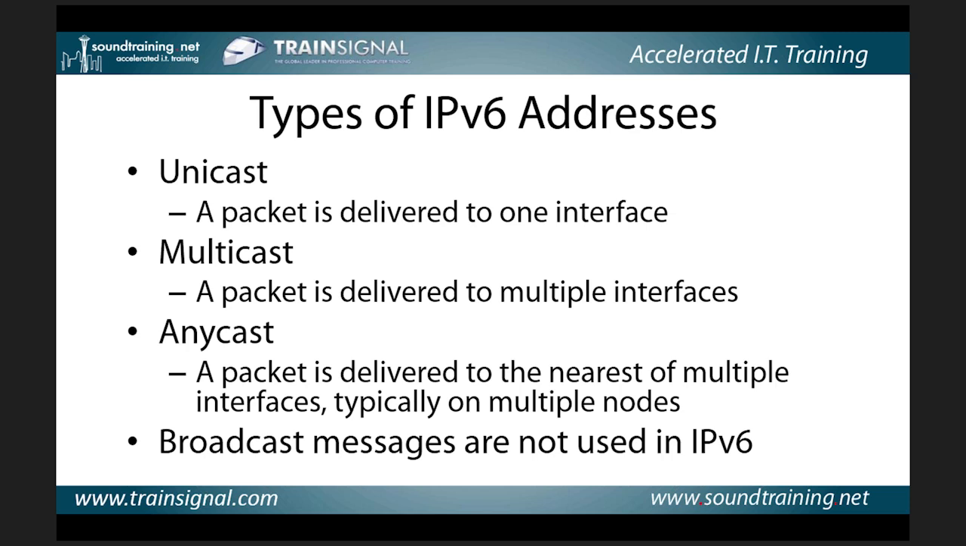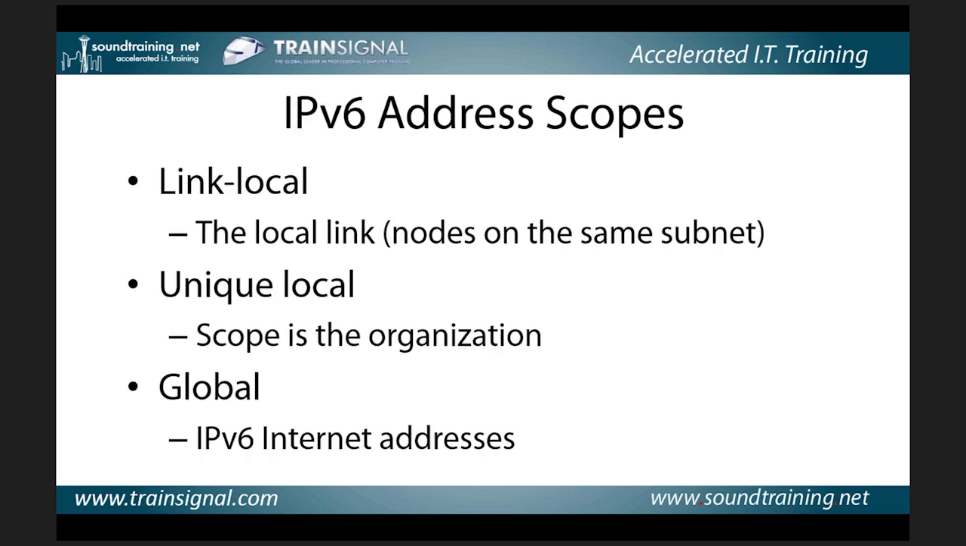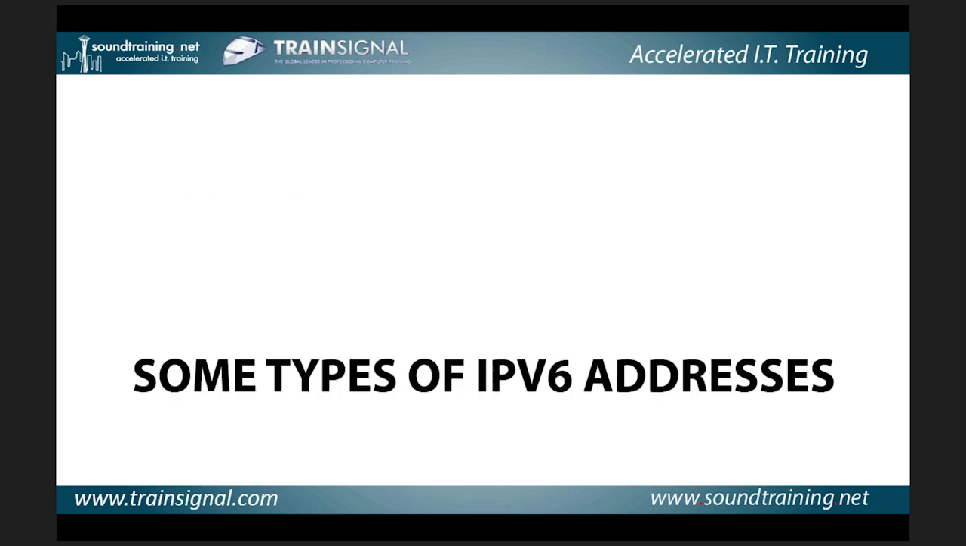Now, we have several IPv6 scopes. I'm not going to go over all of them, but I do want to touch on some of them. A link local scope is the local link. That's the nodes on the same subnet. Then you have a unique local where the scope is the entire organization, and then we have global, which would be the IPv6 internet addresses. Now, here are some types of IPv6 addresses.